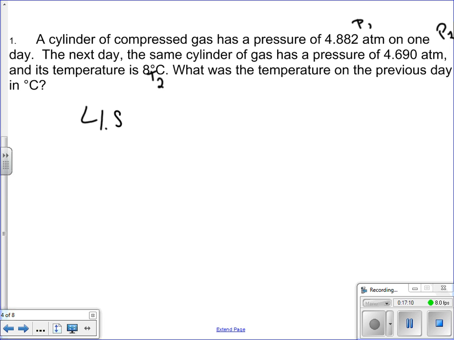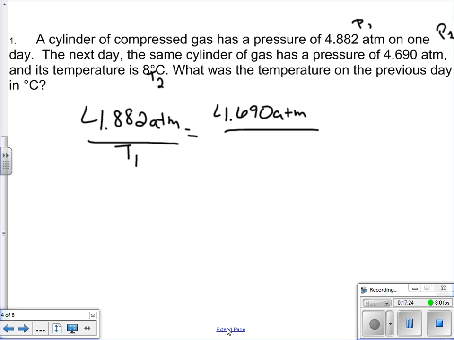So 4.882 atmospheres over T1 equals 4.690 atmospheres over, and then we have to do 273 plus 8, which would give us 281 K. Again, we're solving in the denominator. Our units of atmospheres will cancel. We'll be left with units of K, which you should get 292.5. If you can't get this in the calculator, please come see me so I can help you with it.